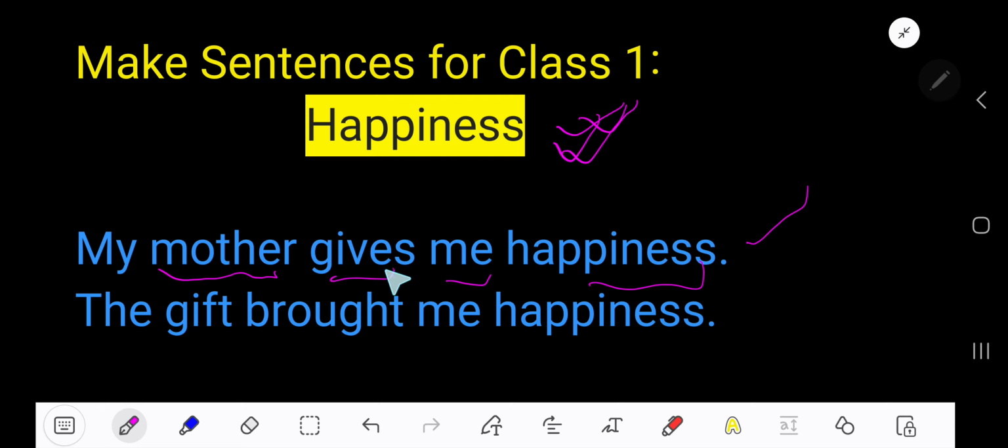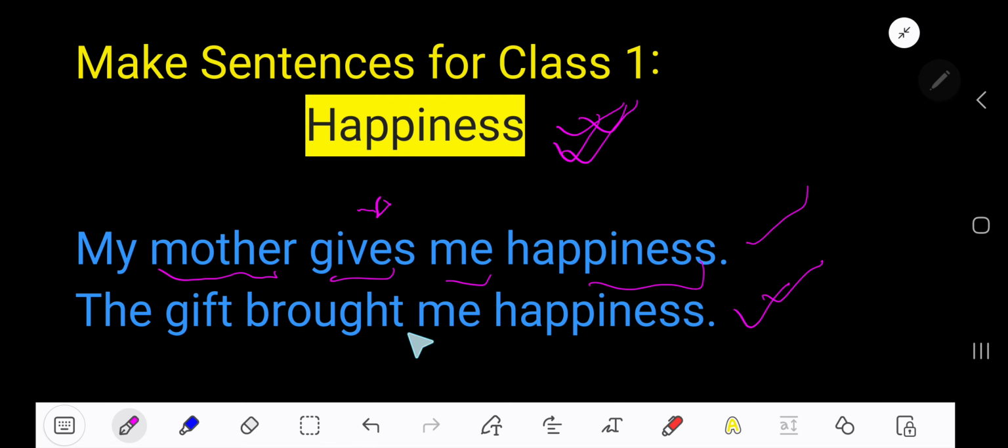Now look, from give we have written here gives. We have added s. Why? Because mother is the singular subject, so we need to make our verb singular. How can we make a verb singular? By adding s or es. To make the verb singular here, we have added s. My mother gives me happiness. Using this sentence as a model, you can make a lot of sentences like my father gives me happiness, my sister gives me happiness.